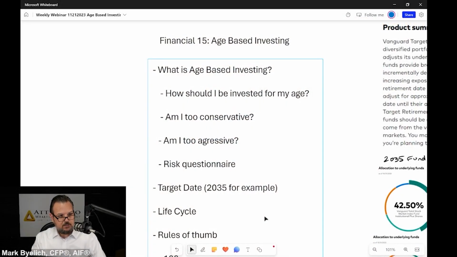Okay, now we're going to get into our Financial 15. So let me just get my whiteboard together. And here we are. So this week's Financial 15, our financial planning segment, is age-based investing.